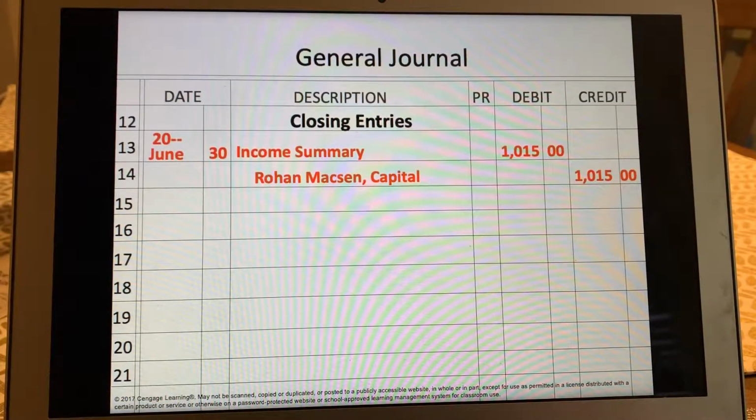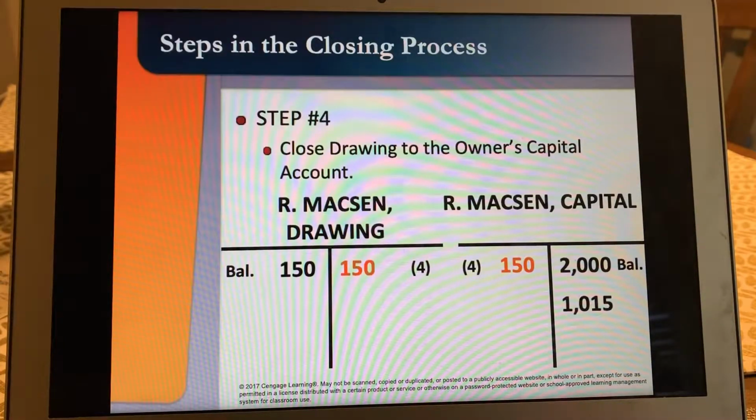So here's a journal entry. The closing entry will be income summary 1015, Rohan capital 1015. So steps in the closing process. This is for the drawings. Any draws, which is called an owner draw, means they're taking money out of the account or the business.